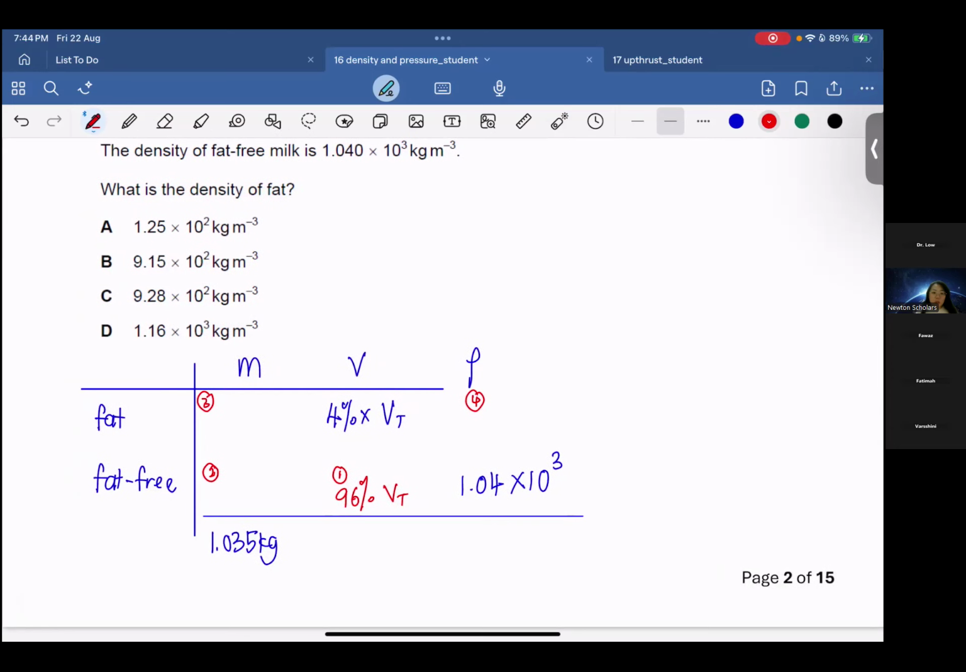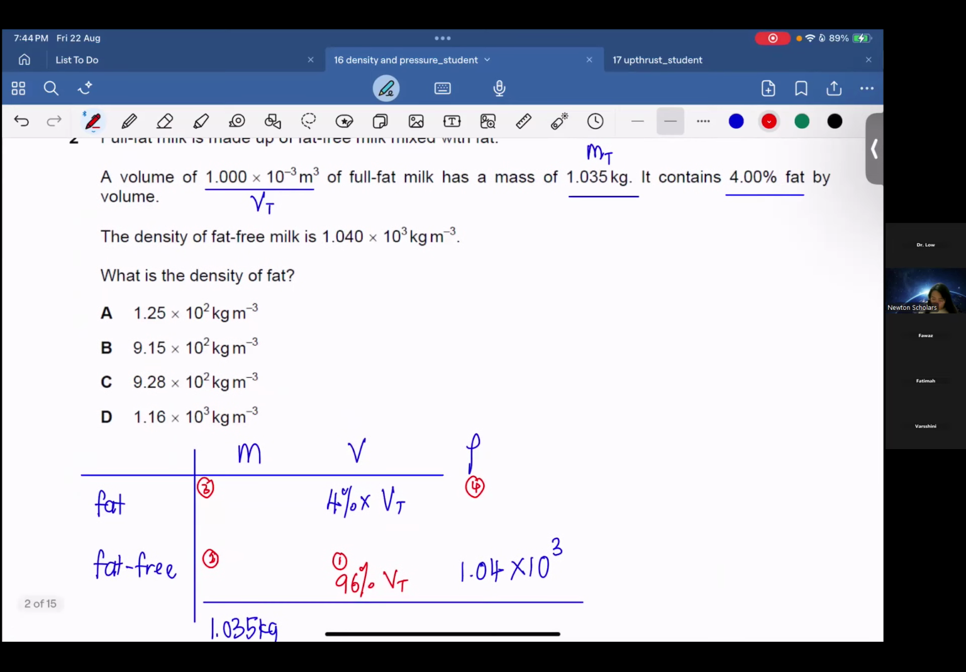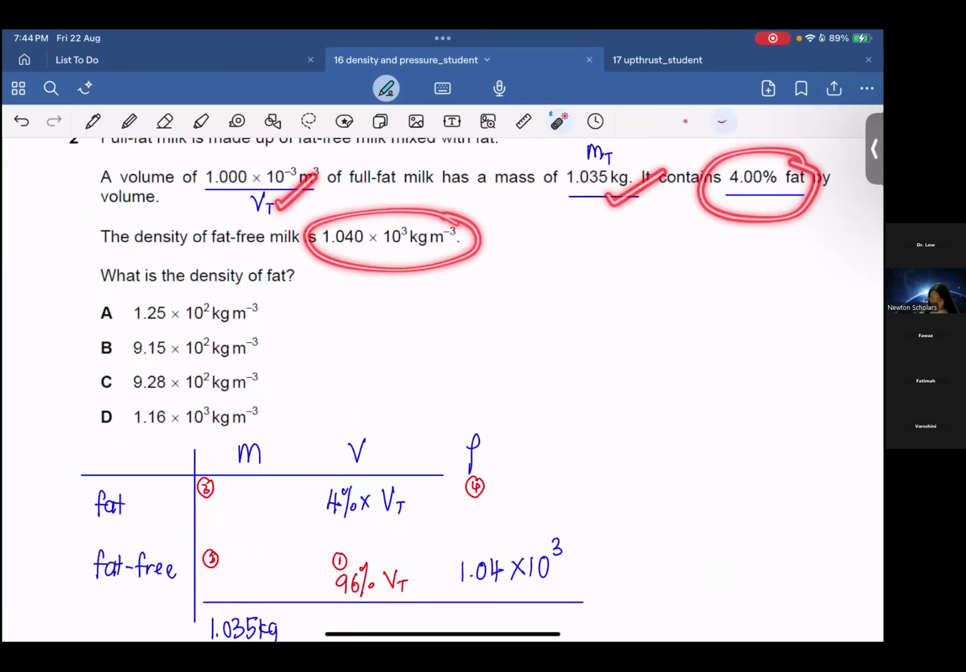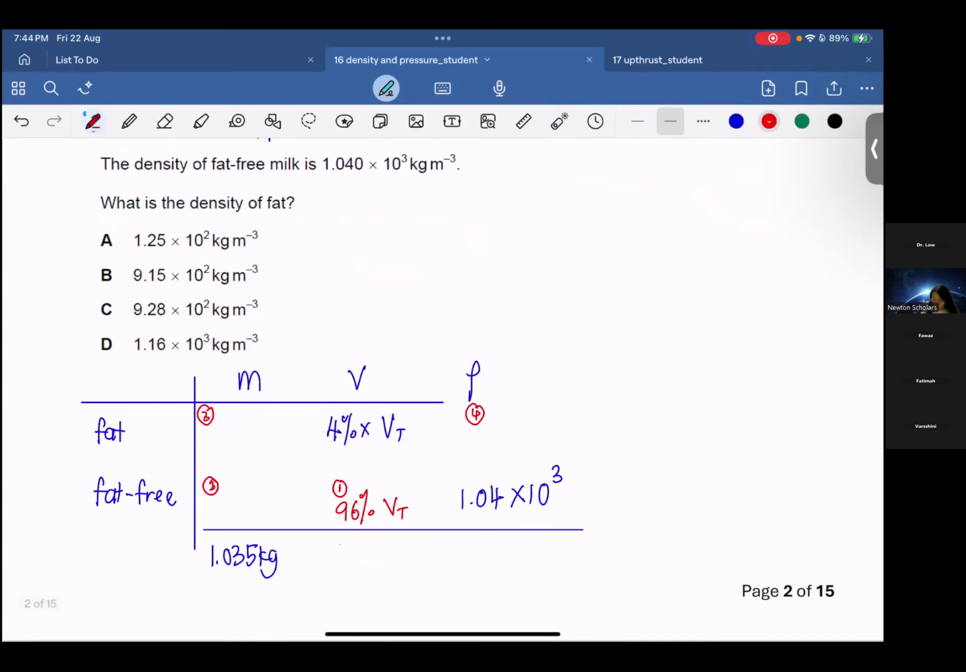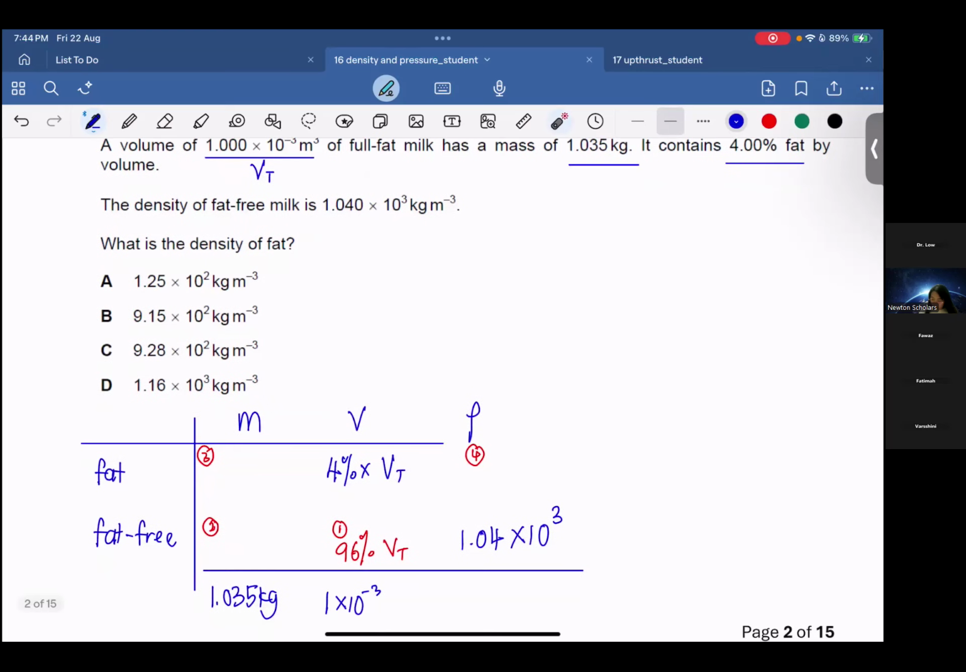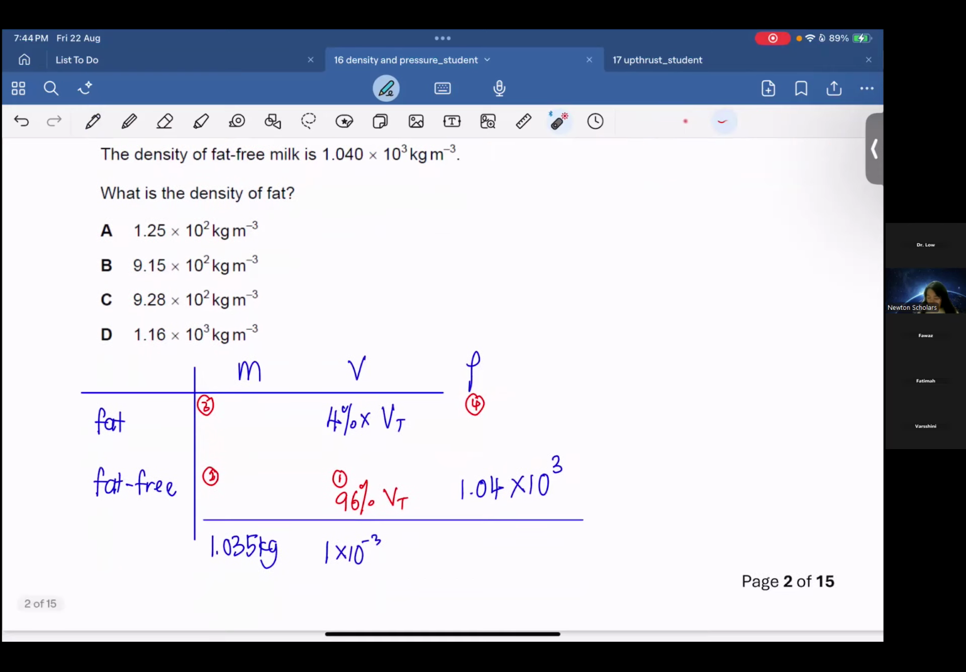Then from the mass of the fat, you can calculate the density of the fat. The question seems to give you only a few values: 4% of the total, density, total volume, total mass. The total volume I can write as 1 times 10 power of negative 3. They want to calculate this, but we need to go step by step to find the unknown physical quantities. So boys and girls, these are the hints I can give you. Try to do the calculation. What is the density of the fat? Do it right now and then type your answer to me.